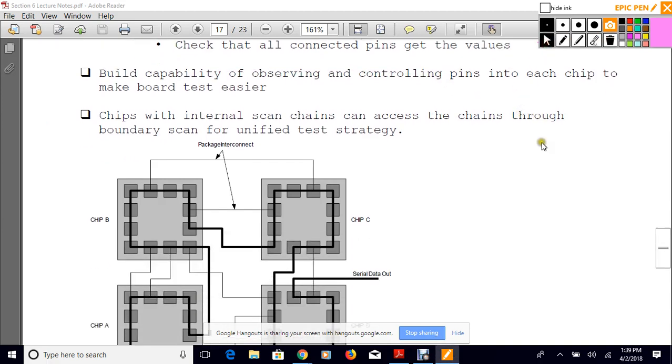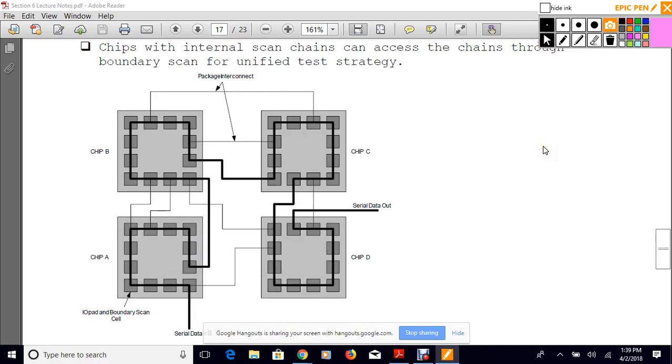And so this is another example of how the boundary scan works. Chips with internal scan chains can access the chains through boundary scan for a unified test strategy. So the unified test strategy is kind of what I was just describing. You have this whole goal where you have multiple chips. So if you have a quad-core processor, you can connect the entire boundary scan chain to each core and do all the testing that way. That way you don't have to worry about fan in and fan out on the boundary scans.